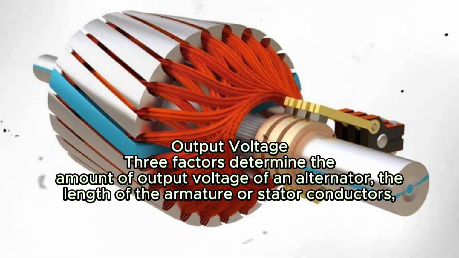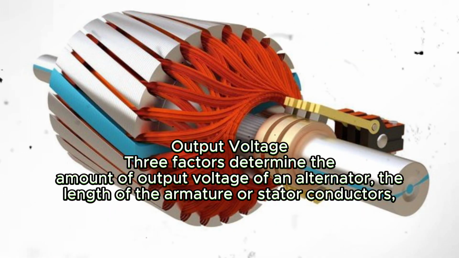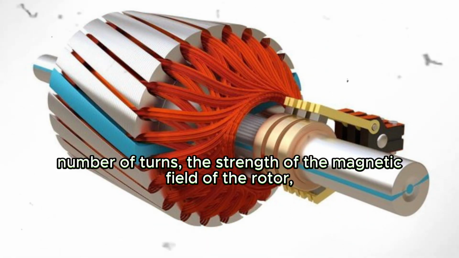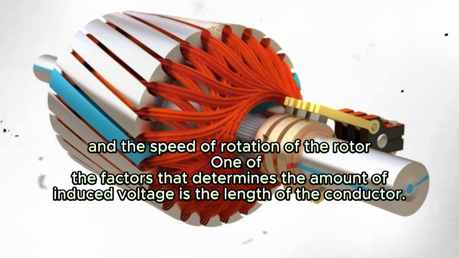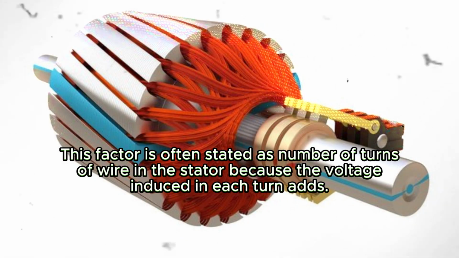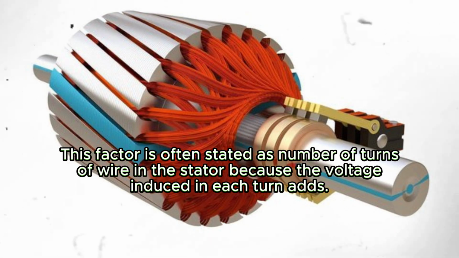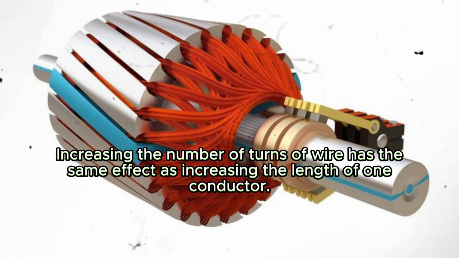Output voltage. Four factors determine the amount of output voltage of an alternator: the length of the armature or stator conductors, the number of turns, the strength of the magnetic field of the rotor, and the speed of rotation of the rotor. One of the factors that determines the amount of induced voltage is the length of the conductor. This factor is often stated as the number of turns of wire in the stator because the voltage induced in each turn adds. Increasing the number of turns of wire has the same effect as increasing the length of one conductor.